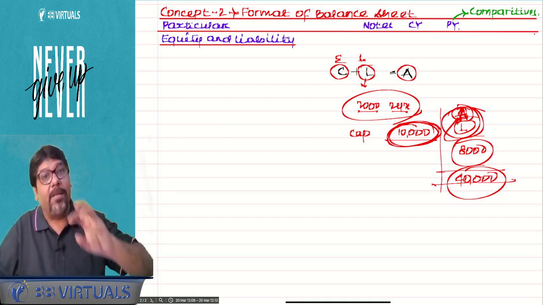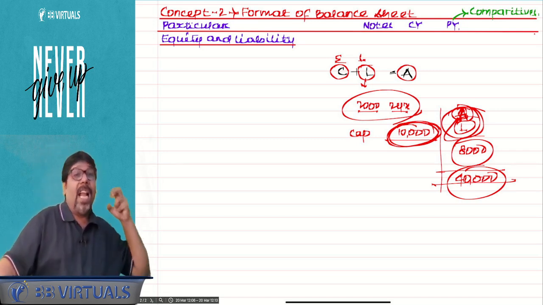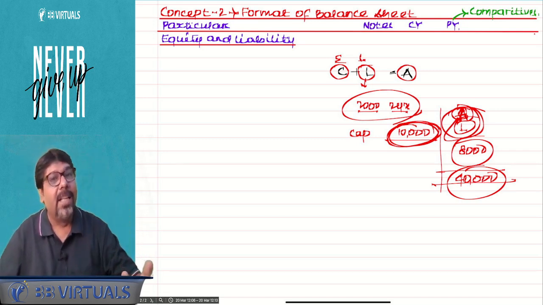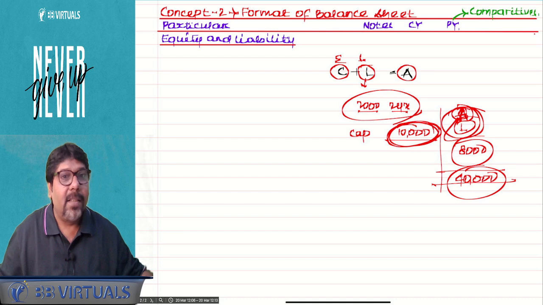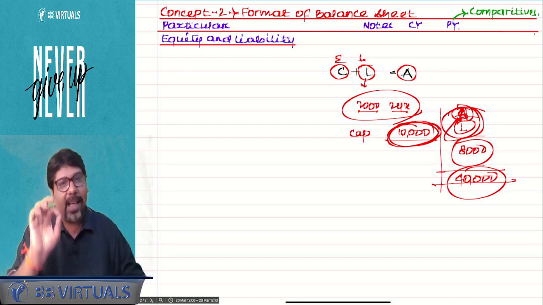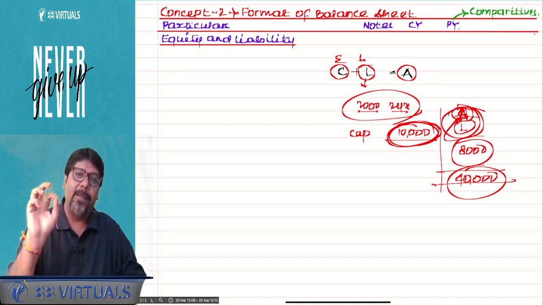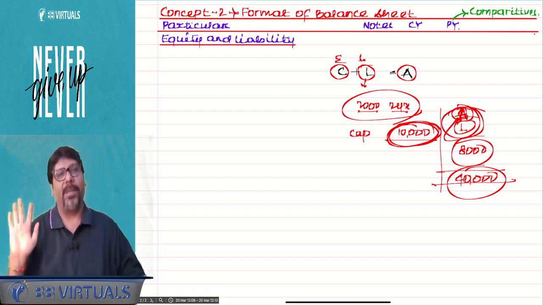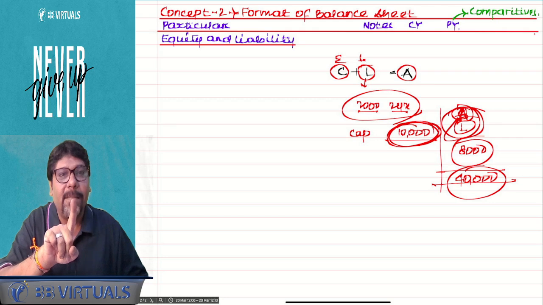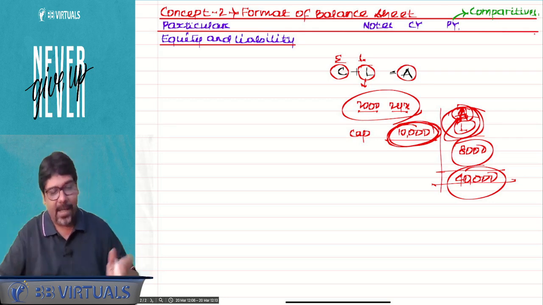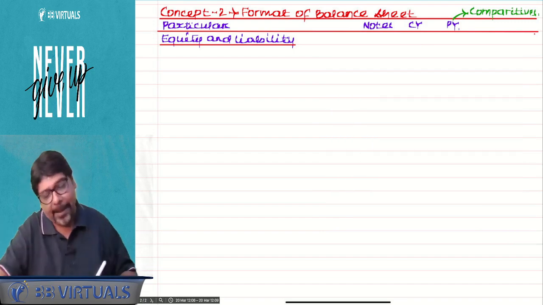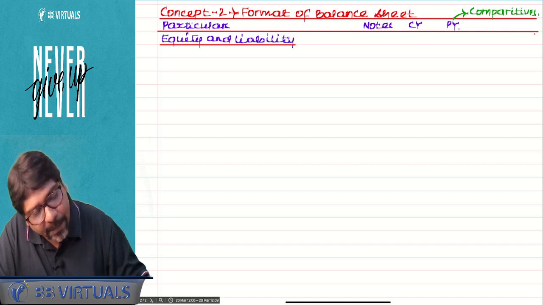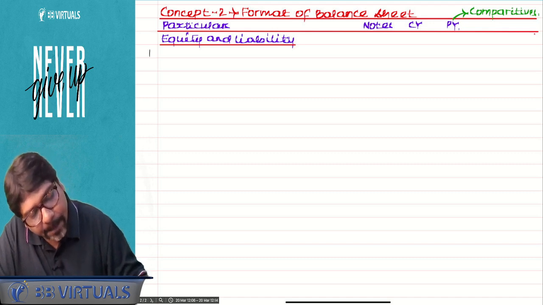Because some people think equity is internal liability and liability is external liability. This is written in few books. But AS does not say like this. AS says equity is nothing but residual interest in net assets of the company. Net assets, meaning assets minus liability. Okay. So equity and liabilities. Now in equity and liabilities, what will you write first?